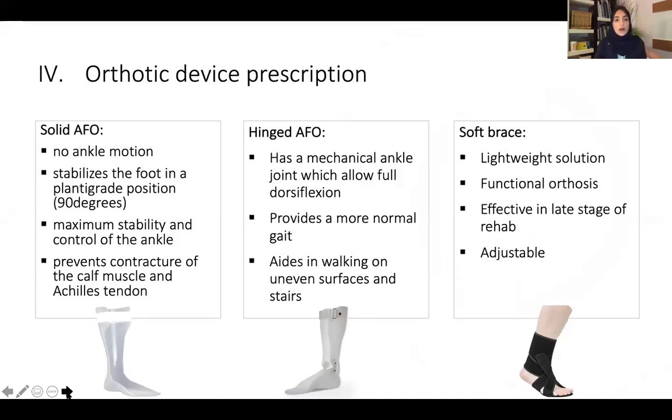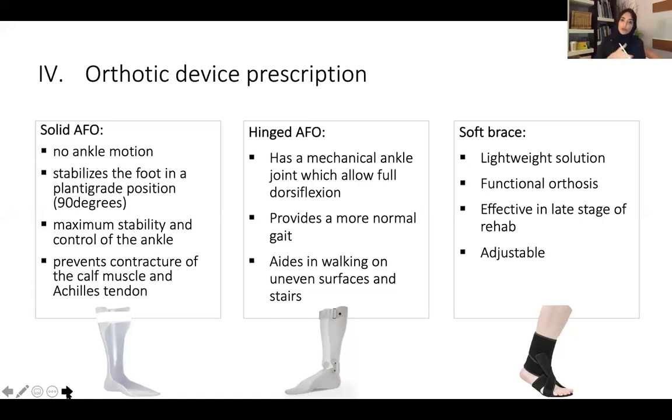Now, this is the main, important and vital procedure during the rehabilitation phase, which is the orthotic device prescription. AFOs provide patients with better and safer mobility. There are so many AFO options and varieties in the market, so we should consider many different factors in order to prescribe the most appropriate orthotic for the patient.